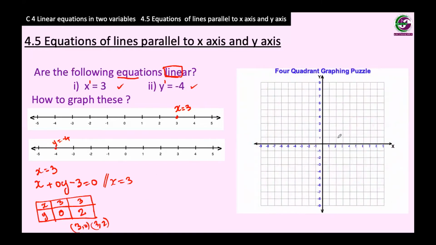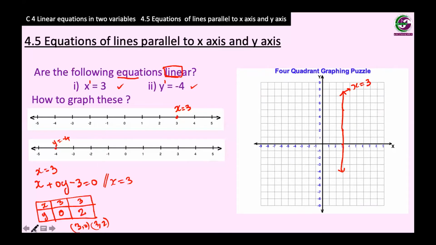(3, 0). This is the point (3, 0). Another point is (3, 2). If you take, let's say, 5 for the value of y, it will be (3, 5). So you can notice that all the points will be in the same line. And this represents the equation x is equal to 3. And you know that this is parallel to the y-axis.